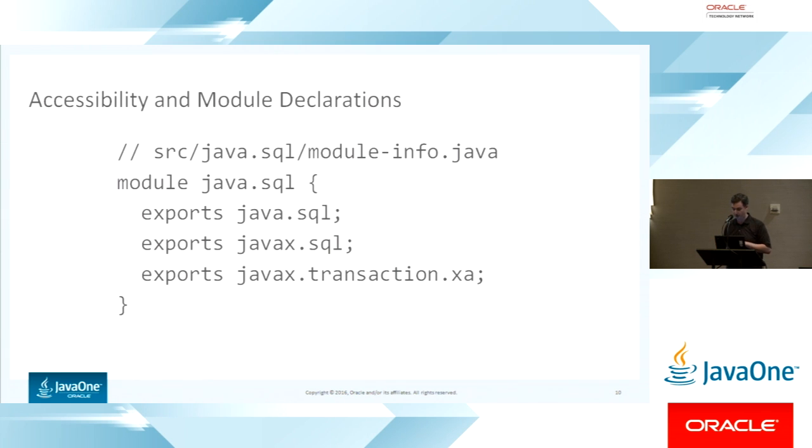To allow other modules to access one of your packages, or more specifically the public types of your package, just add an exports clause. As I said, you can export to all other modules, as is happening here, or you can say exports to give access to only your friend modules. At compile time, javac prevents code outside the java.sql module from accessing the public types of any packages in it except for those 3 packages listed.